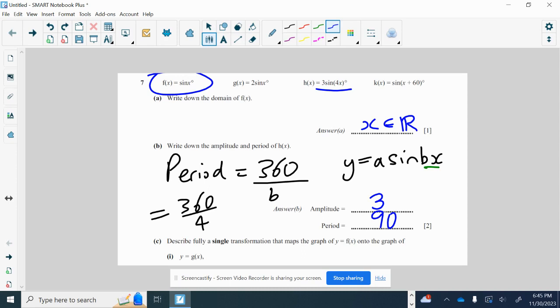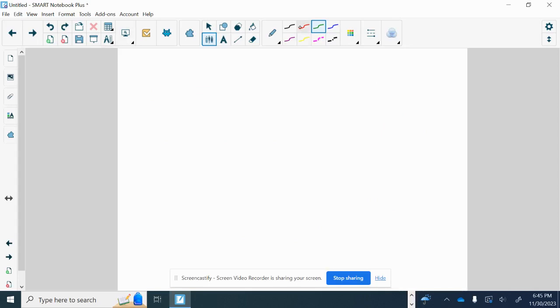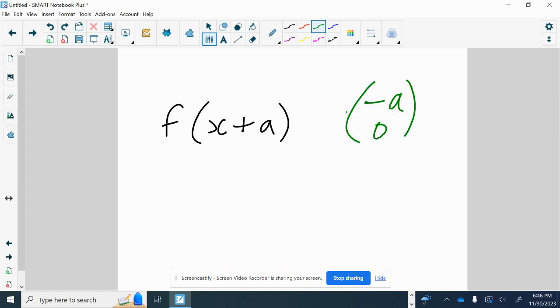Anyway, right. Describe fully a single transformation that maps the graph of f of x onto the graph of g of x. So please recall the general rules for transformations: if it's inside the brackets, or inside the function, it affects x, and it does the opposite of what you think. So this, for example, would mean the x values would all go left. It would be a translation of minus a, 0. So it only affects x. And the same inside the brackets: this would mean all the x values are divided by a.